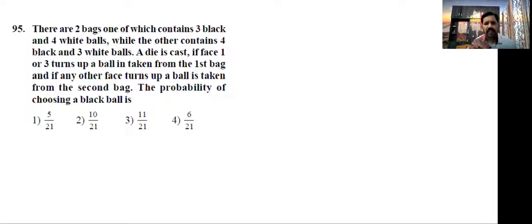In the previous class, we completed total probability theorem related problems up to 94 in level 2. Now, 95. Read the question first.